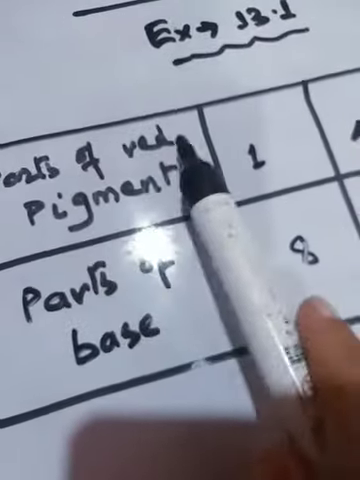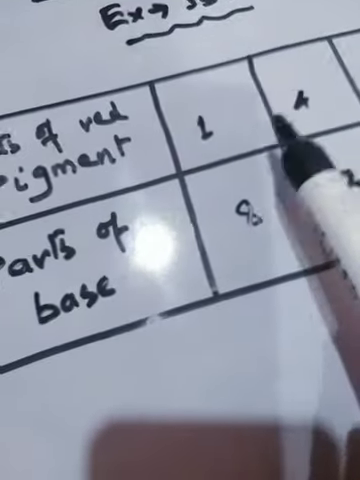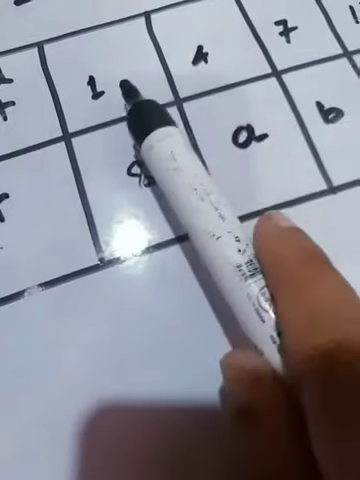When we increase the parts of red pigment from 1 to 4, it's quite obvious that the parts of base will also increase from 8 to some number greater than 8. So we expect that the value of A would be more than 8. Since both values are increasing, that is 1 to 4 and A more than 8, we can say that this is a direct proportion. This is how we can decide that it is a direct relation.